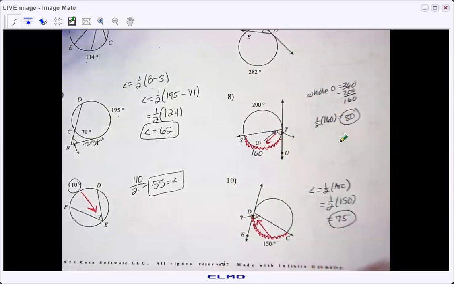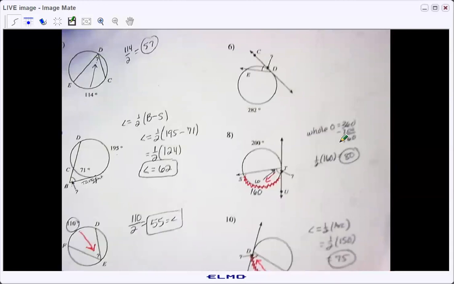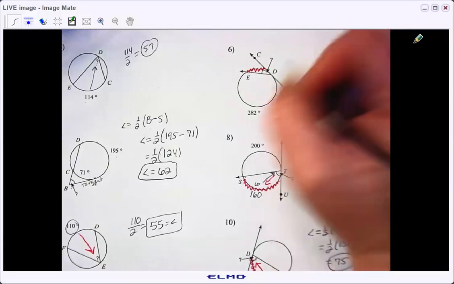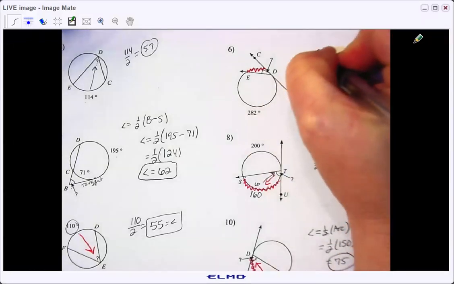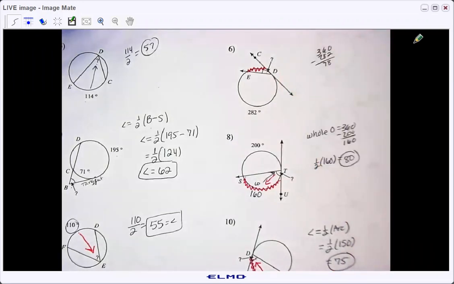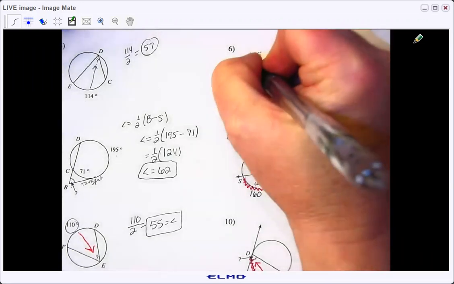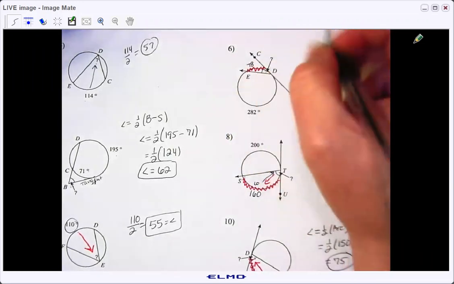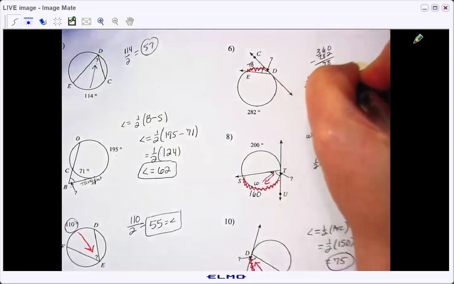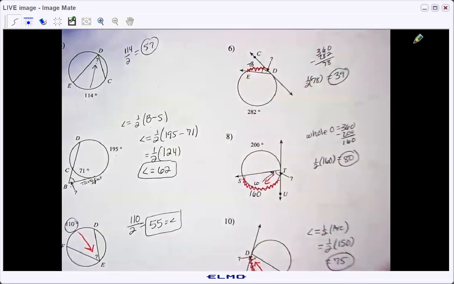Okay. So just like that one, we have number 6. So same idea. Put your answer in the chat box. Put your answer, please, in the chat box. Finding the arc like we did before. So 360 minus the 282. That gives me 78. So now this is 78. And we take half of that to get the angle. So 1/2 of 78 equals 39. And you're done. Good job.